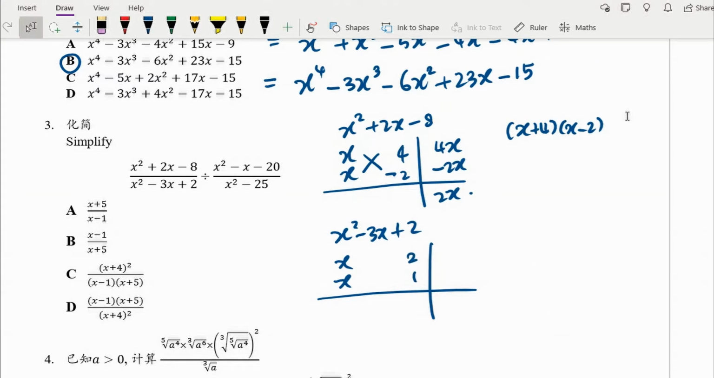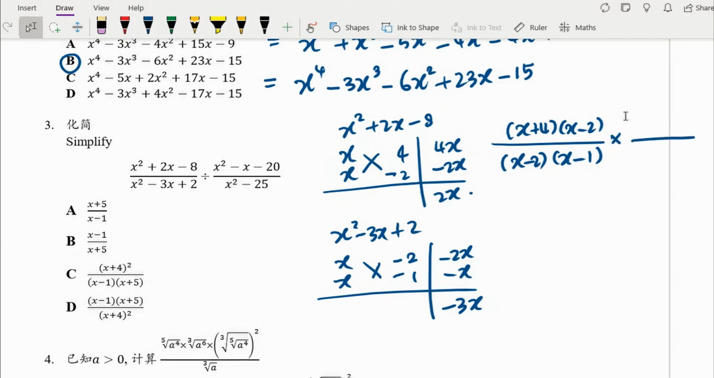And you want a negative 3 in the middle, so both of them should be negative. Negative 2x, negative x, you have a negative 3x when you add them together. So it should be x minus 2, x minus 1. Okay, this is a divide, so you flip it and make it into multiply.